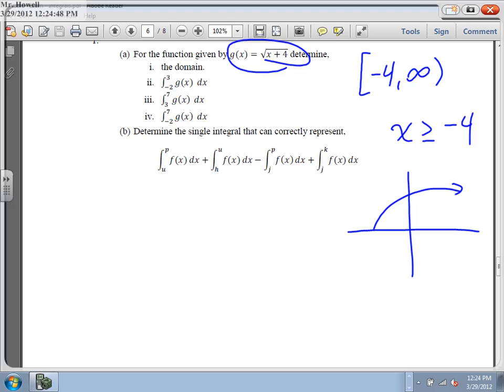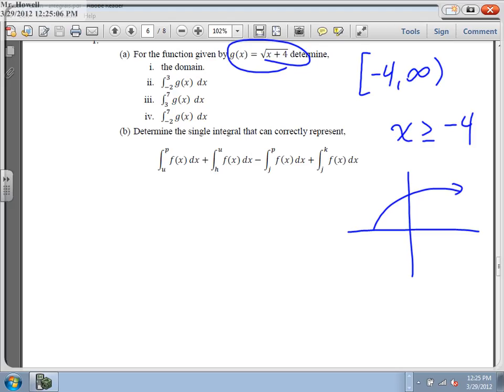Okay, let's think for a second. Domain is our x restrictions. If x were -10, what would we get underneath? Negative 10 plus 4 is -6. Can you have a square root of -6? What is it? Imaginary. And imaginary parts cannot be graphed here.